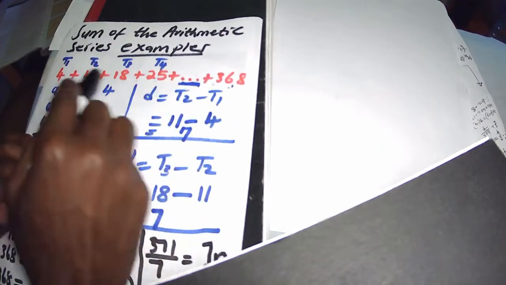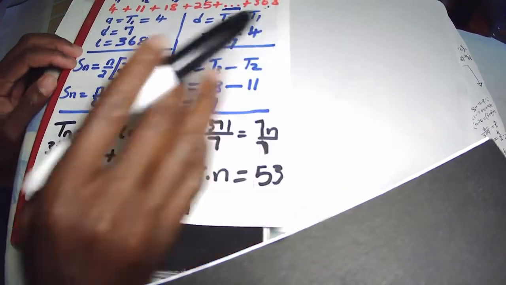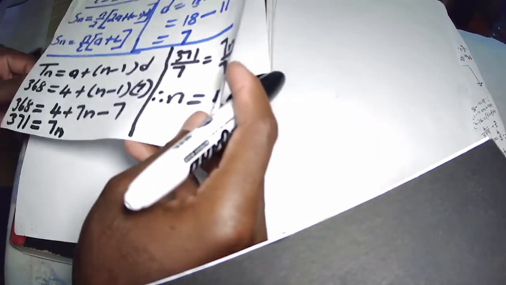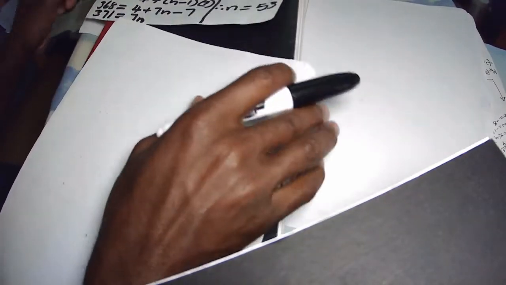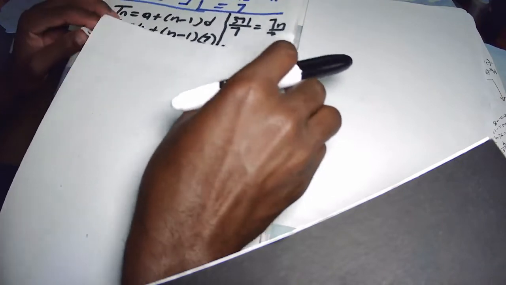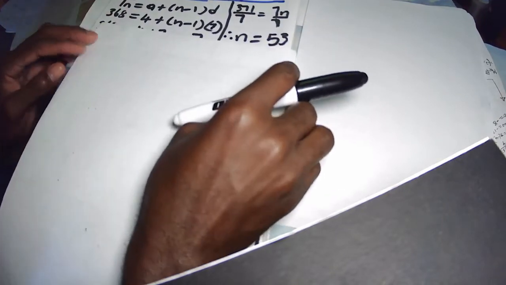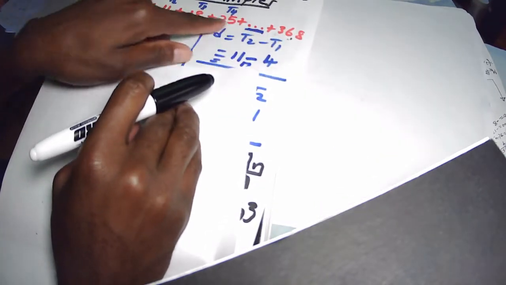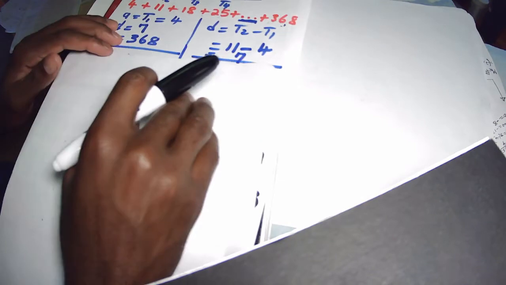So this is the safest way of how to do it. Guys, we have n as 53, but that is not the answer. So let us proceed. The question says solve or determine the sum of the arithmetic terms. So the sum, that is the addition, which means we are going to add all.